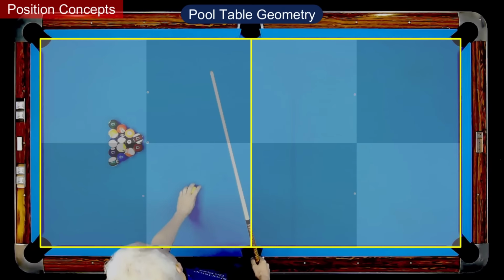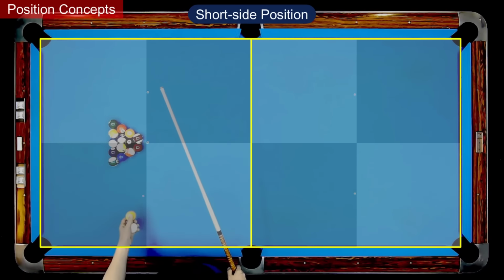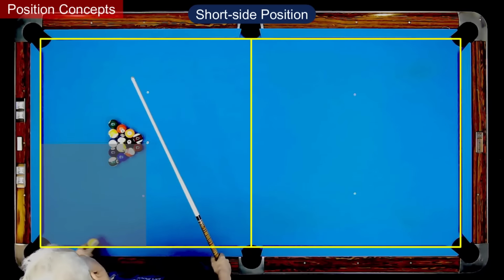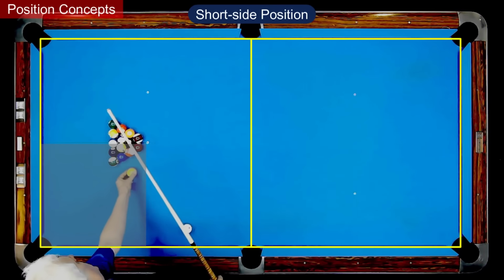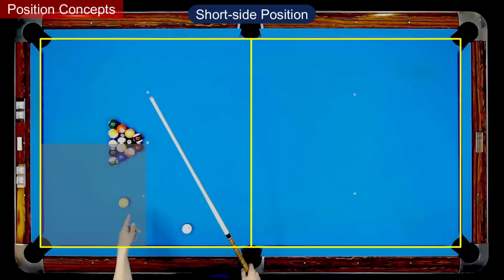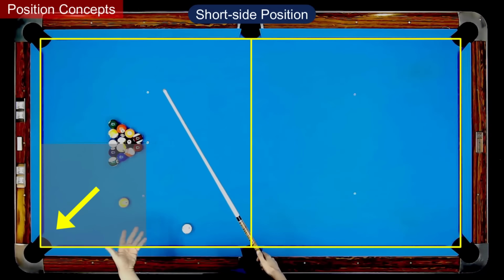And the last term I want to describe is short side. What does that mean? Well, let's take a look at a cut shot that's in this quadrant. If an object ball is located anywhere in this quadrant, you're most likely going to want to shoot that ball in this corner pocket. It's the closest pocket.